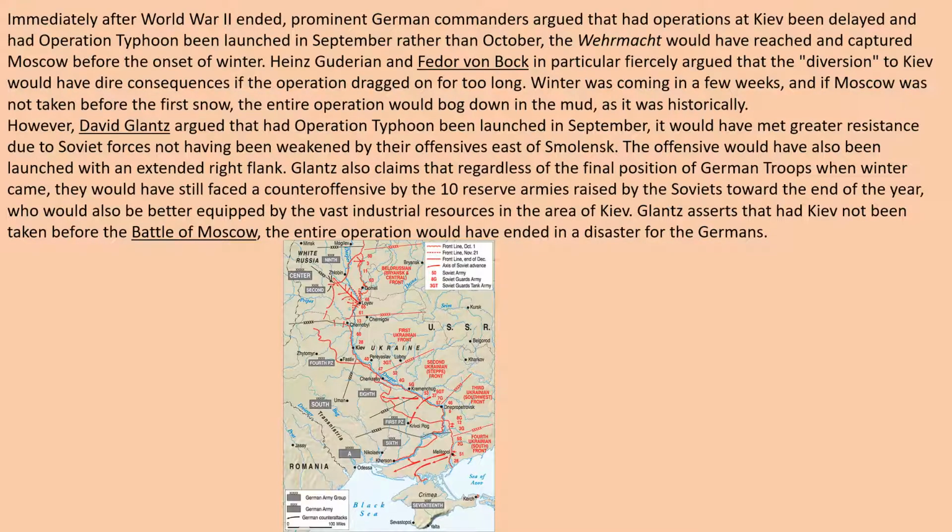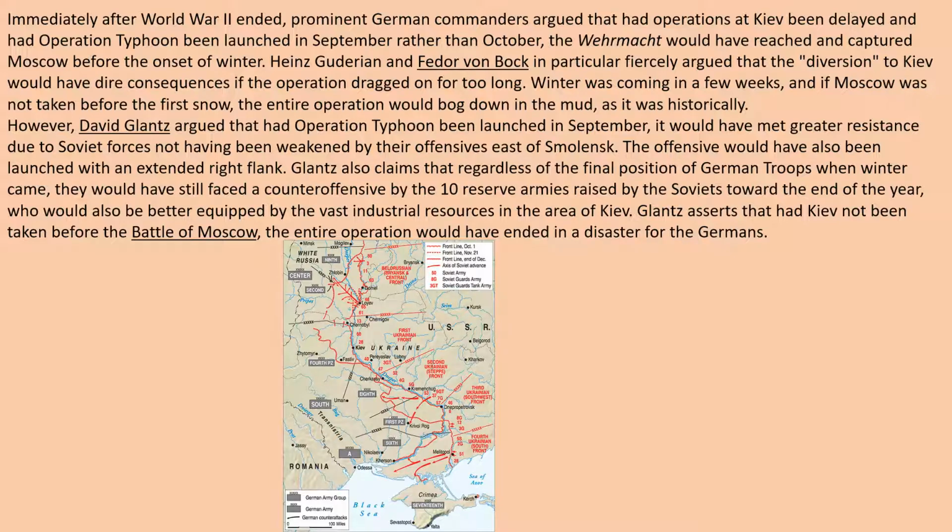Immediately after the Second World War ended, prominent German commanders argued that had operations at Kiev been delayed and had Operation Typhoon been launched in September rather than October, the Wehrmacht would have reached and captured Moscow before the onset of winter, and they might have won even with the 10 reserve armies around Moscow. The winter really had stopped the offensive. It actually froze the offensive to a certain extent.